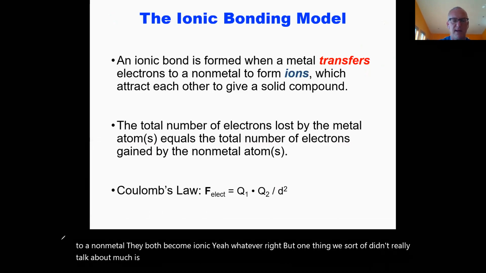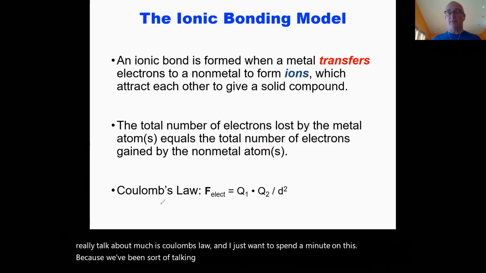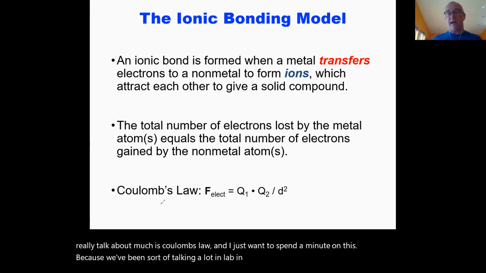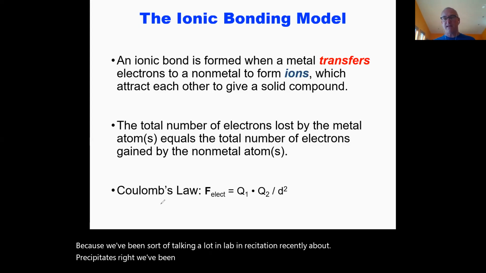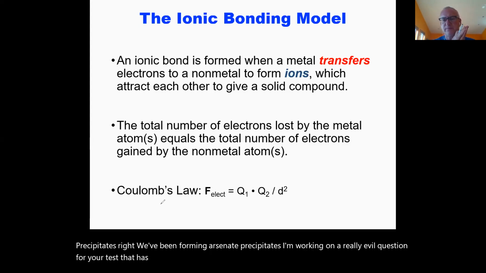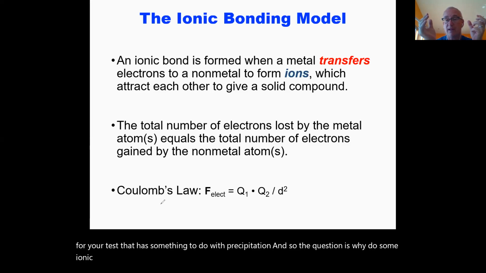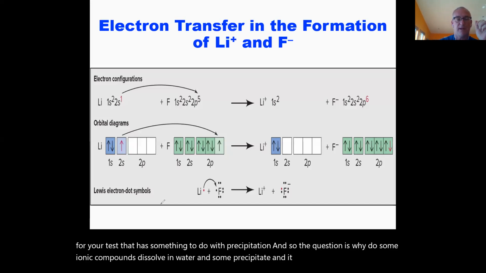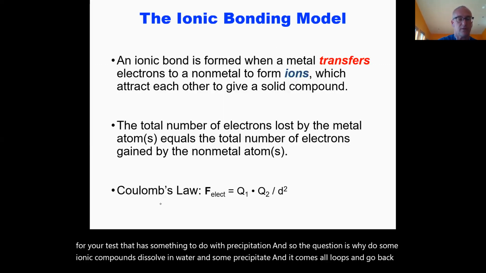I just want to spend a minute on this because we've been talking a lot in lab and in recitation recently about precipitates. We've been forming arsenate precipitates. I'm working on a really evil question for your test that has something to do with precipitation. And so the question is, why do some ionic compounds dissolve in water and some precipitate? It basically all comes down to Coulomb's law.